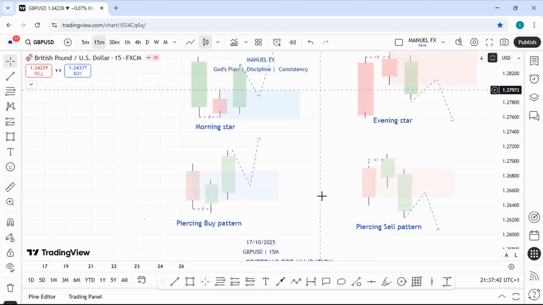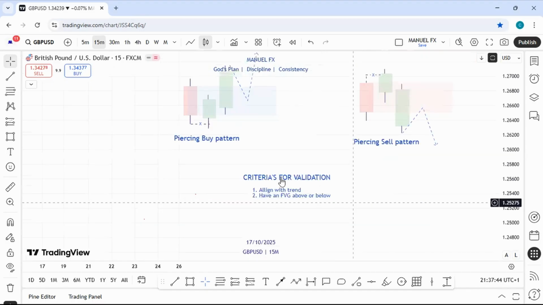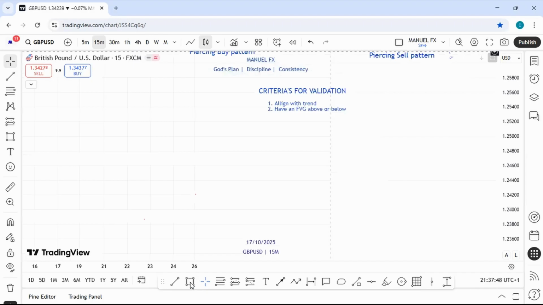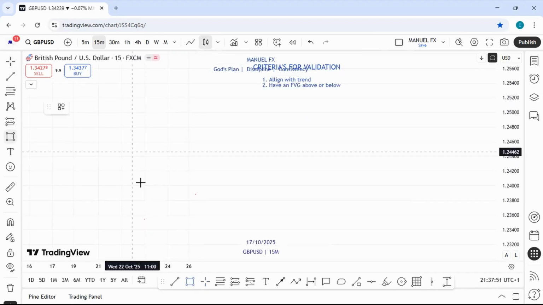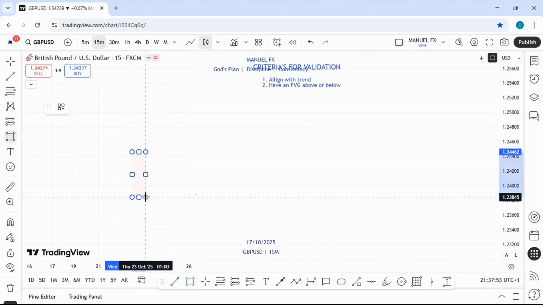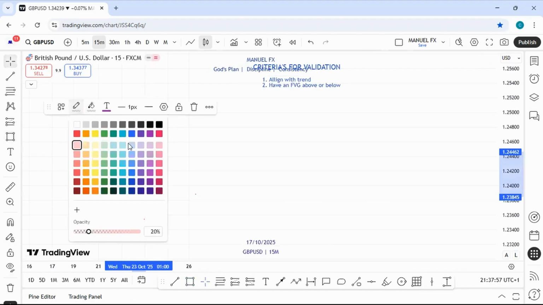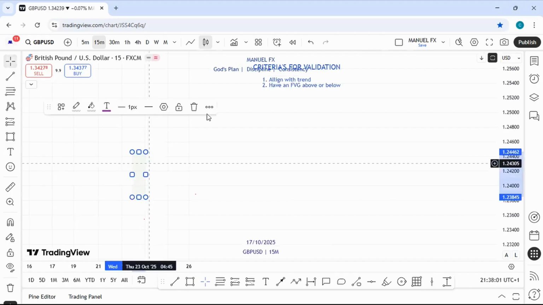is a fair value gap. There's something called a fair value gap. Now, what is a fair value gap? A fair value gap is a space in between three candles. Let's just say, I know I sent videos of fair value gaps to you all.